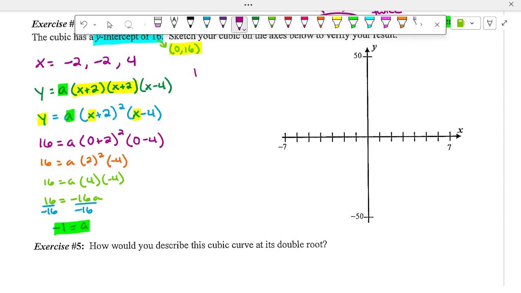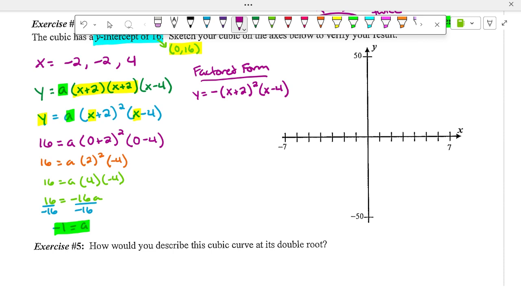So my final factored form is y is equal to negative. You can put negative 1. I'm just going to leave it as a negative because technically you don't have to put the 1. You can if you want to. Negative times x plus 2 squared times x minus 4. So that's my factored form.